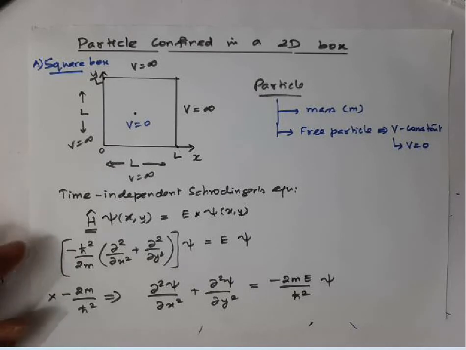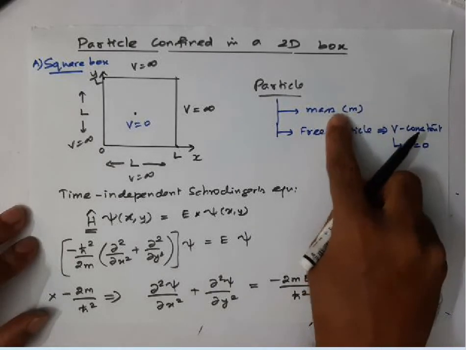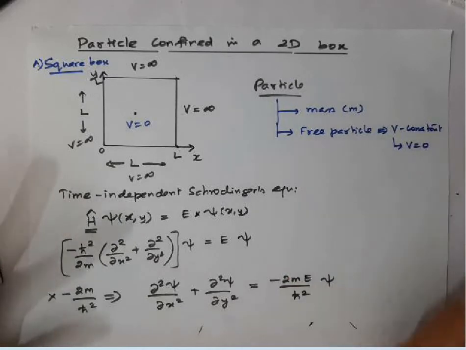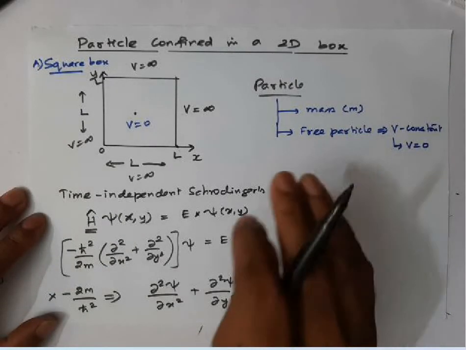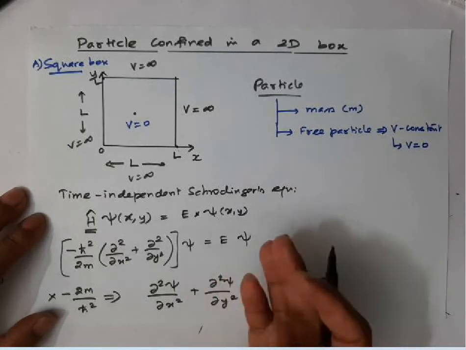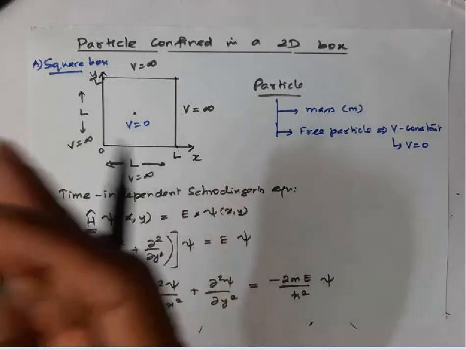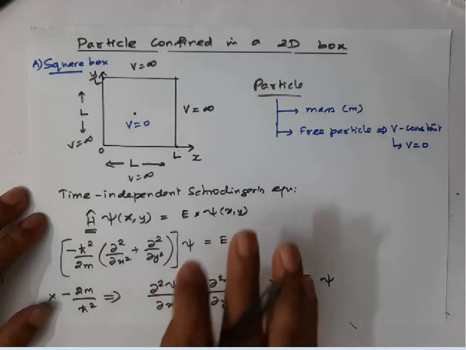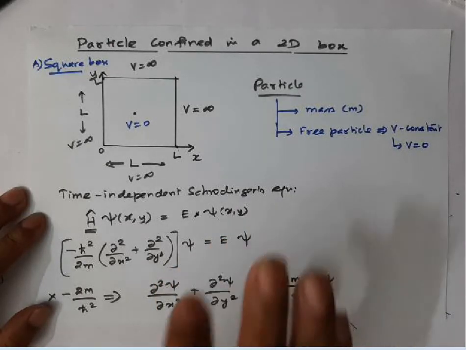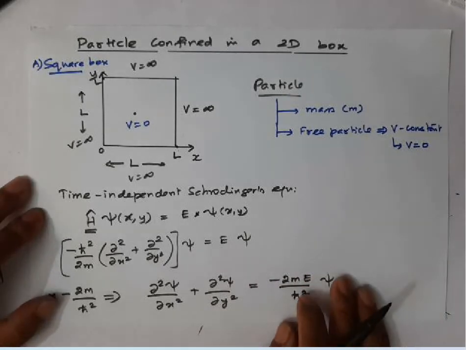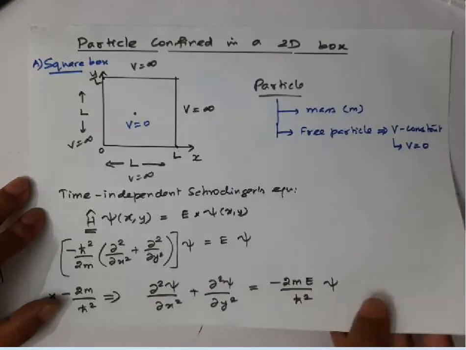Now listen, for a given particle, mass is a constant, mass is fixed. If you assume the particle is present in a particular state, it may be in the ground state or in any one of the excited states, then as long as the particle is present in a particular state, the energy of the particle remains constant.